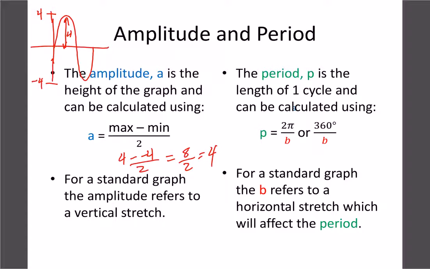And then our period formula is going to be 2 pi divided by whatever the b number is in your equation. Because remember b, if it was 2, that means we went half as much. So we'd go 2 pi divided by 2, which would give us 1 pi. So our regular graph of 2 pi period would then be 1 pi. Or in degrees, we'd use 360 divided by b.